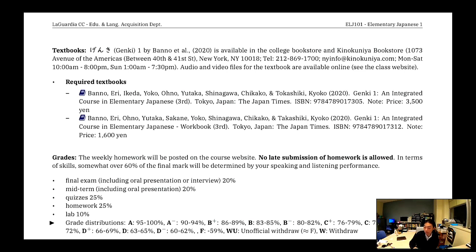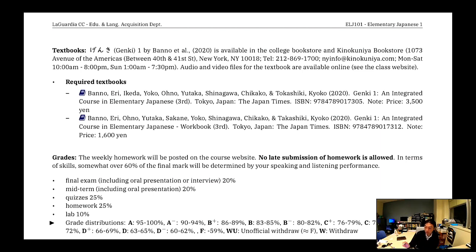Also, in this particular class, ELJ101, I usually use practice that I design, not from the textbook. So textbooks are usually for your reference. That's something you should read to understand the class. So it really doesn't matter for me if you use the 2nd edition or 3rd edition.